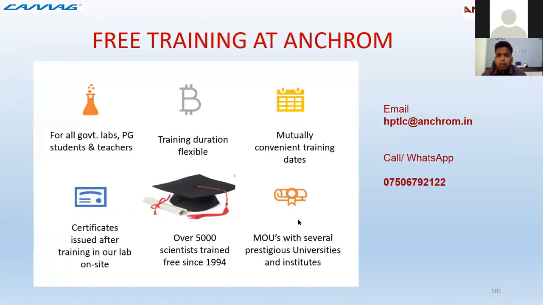We are arranging them. Then, as I told you earlier, free training at Ancrom for government labs and PG (postgraduate) students. The training duration is flexible, at mutually convenient times, at their places also. After each training we will provide a certificate. Till date, 5,000 scientists have been trained on HPTLC, and we have MOUs with several prestigious universities. For that, you can email us at hptlc@ancrom.in or lab@ancrom.in, or you can call or WhatsApp us on this number.